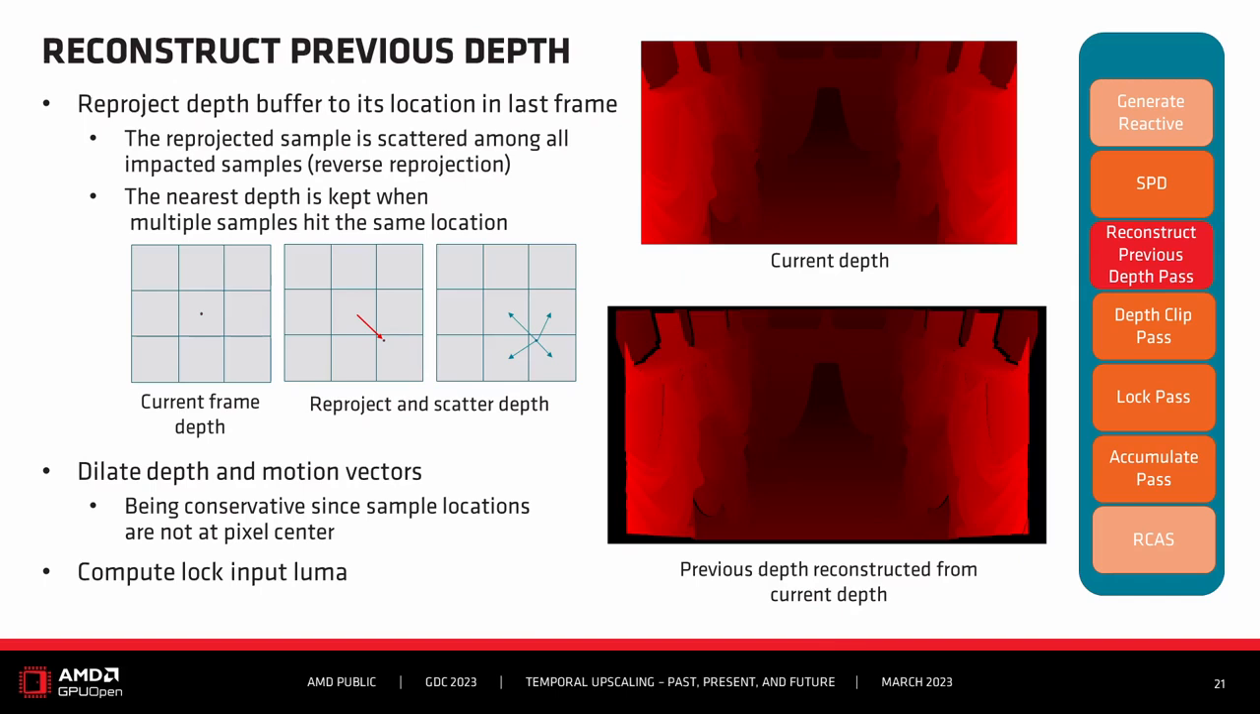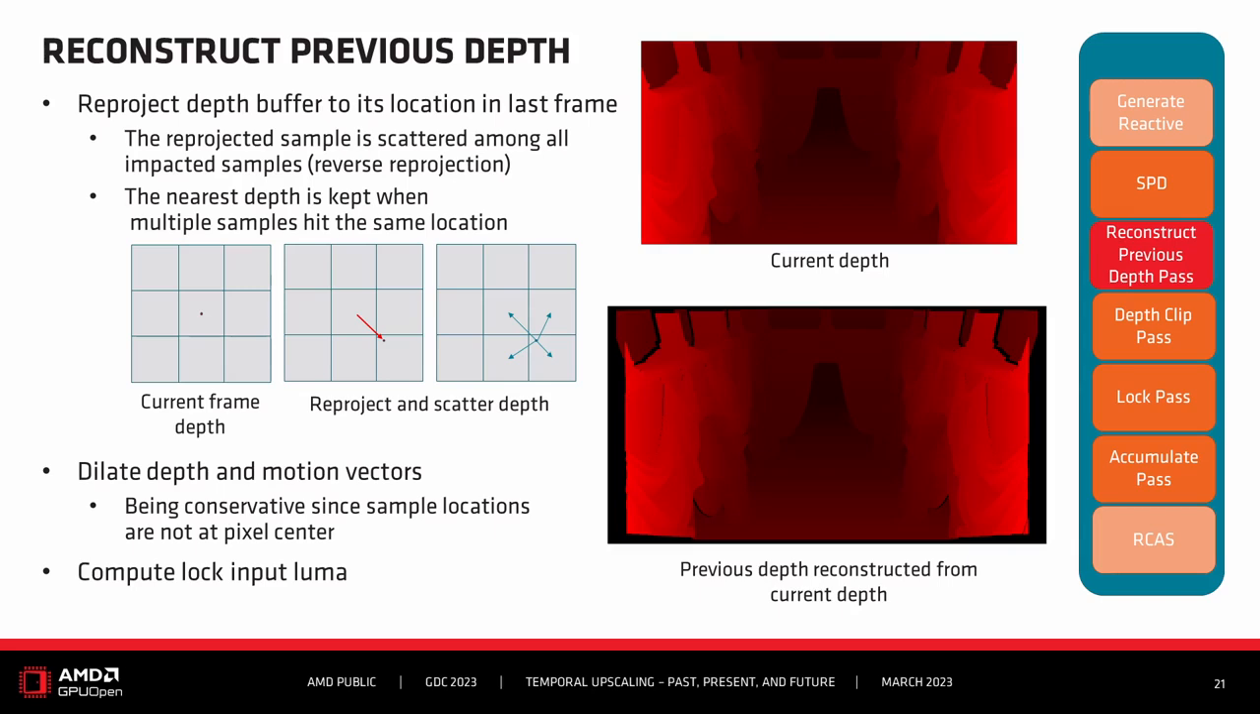To figure out if a pixel has been disoccluded, what we're doing is we take the current depth buffer and reproject it to where it has been in the previous frame. In the example on the right, you can see that the camera is moving slightly forward, so every pixel is slightly more towards the middle of the screen in the previous frame. Now, since a reprojected pixel will hardly ever land exactly on a sample location or the middle of a pixel, we will distribute that pixel to all 4 pixels it lands in between. That way we're being a bit conservative.